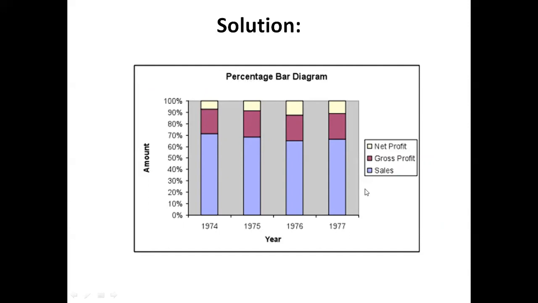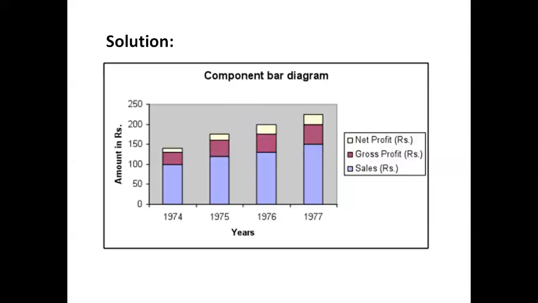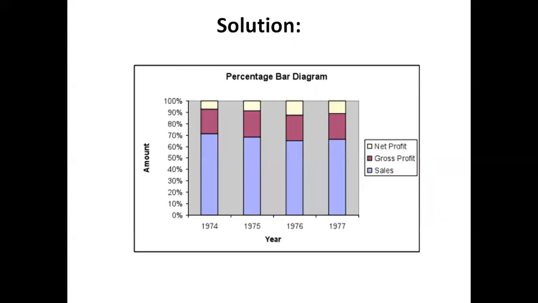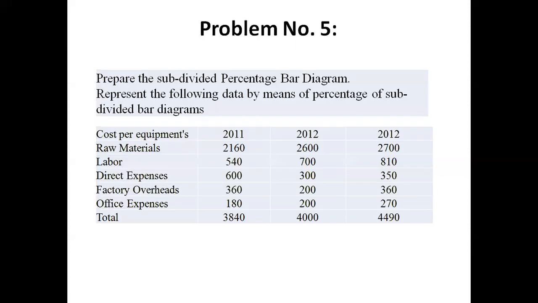Okay, this is converted: net profit, gross profit, and then sales. This is the sales, gross profit, and net profit. So this is the percentage bar diagram. That is also a component subdivided bar diagram, simply called a subdivided bar diagram. So for a subdivided bar diagram or component bar diagram without converting to percentage, we can show it this way. If the problem is specific about percentage, then that can be shown this way. Okay, this is the third problem that we have worked out.